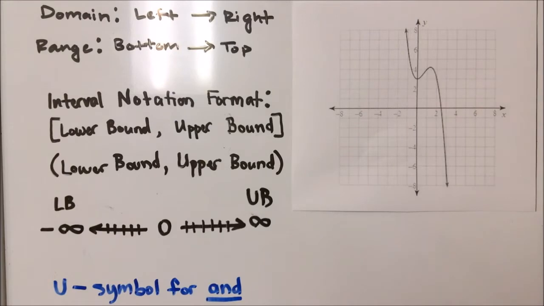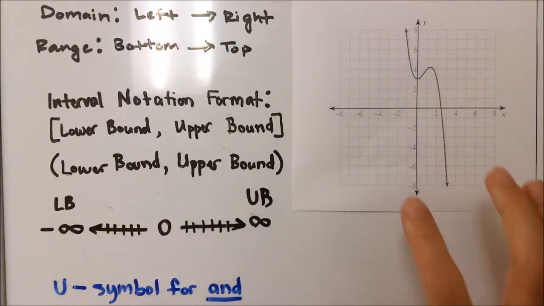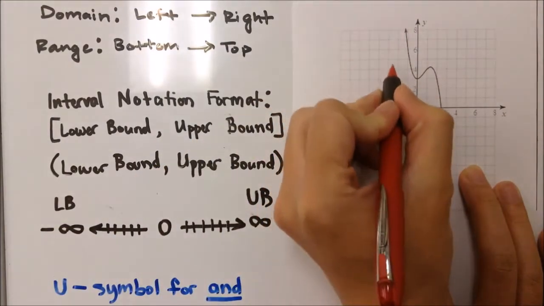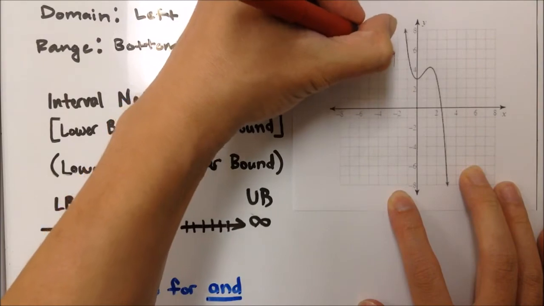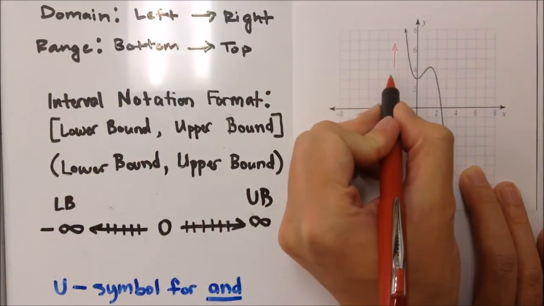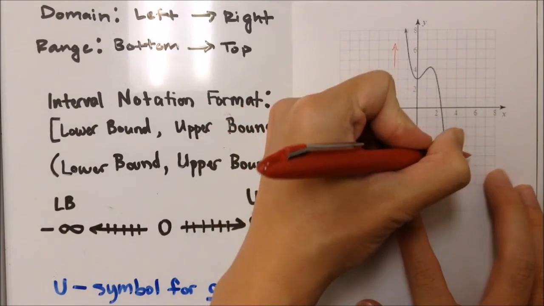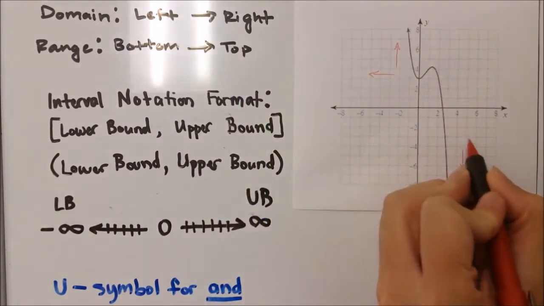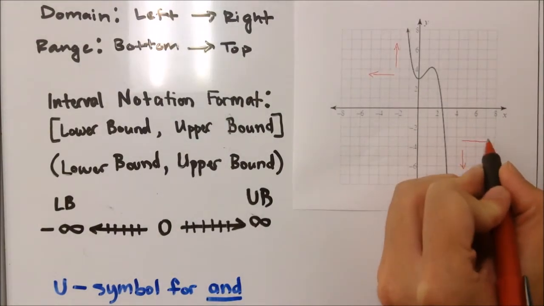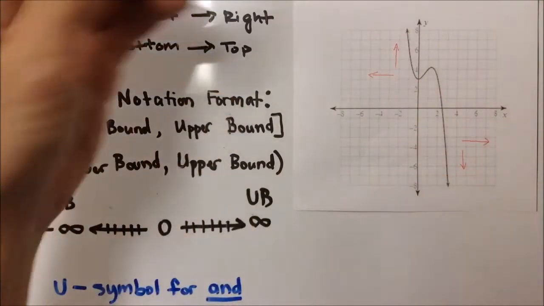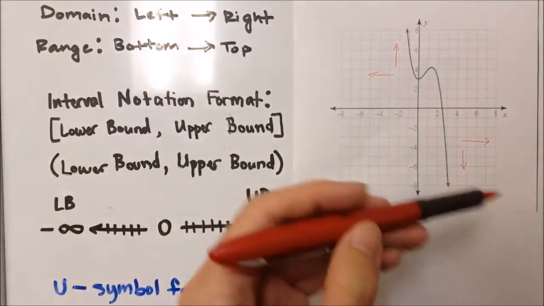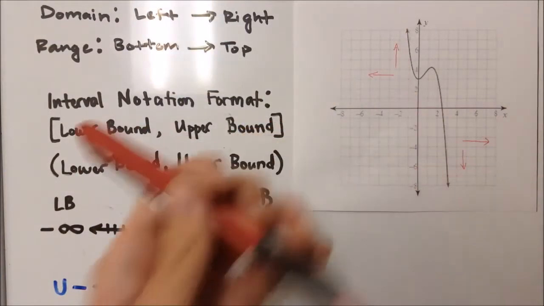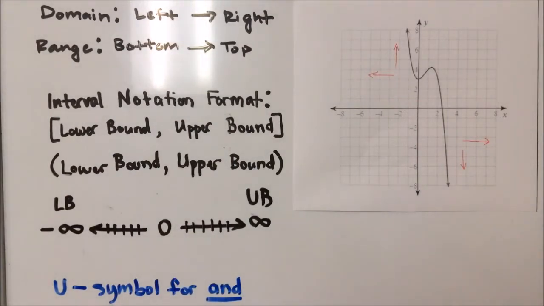So just to remember, I'm going to write up and left. Sometimes writing this will help identify domain and range. So now we're seeing the graph is going up and left, right side, down and right. So for domain, we're going to start with the left.